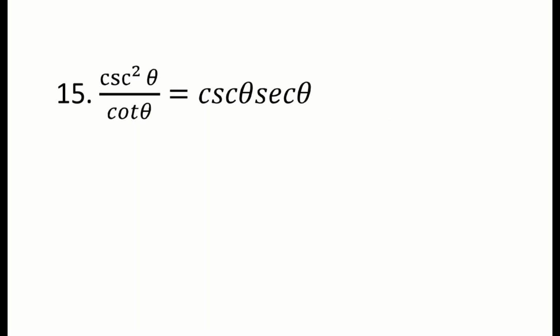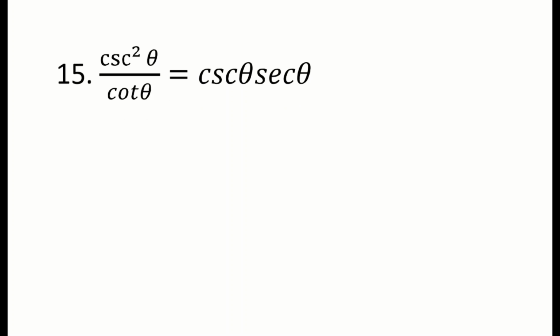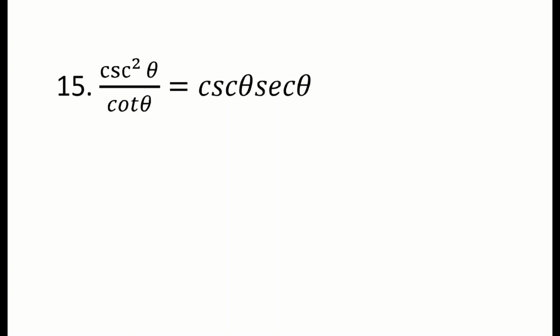All right, looking at the next problem. We have two things here, right? So we can either work on the right or we can work on the left. And so we start with the left side. We have cosecant squared theta over cotan theta. So there's two things we can do. We can rewrite them in terms of sine and cosine and see where that takes us.